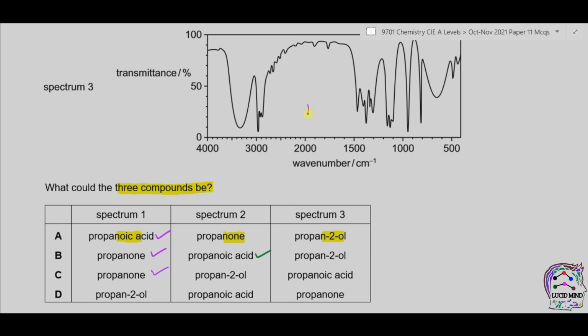Let's look into the third spectrum. Carbonyl peak is absent. Only OH peak is present. So therefore it means it is alcohol. It is not propanoic acid, it is only alcohol. Correct answer is therefore B.